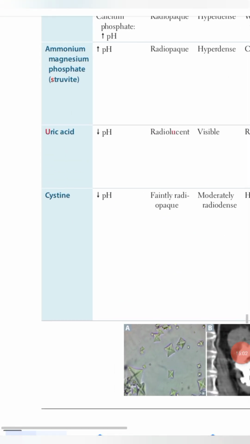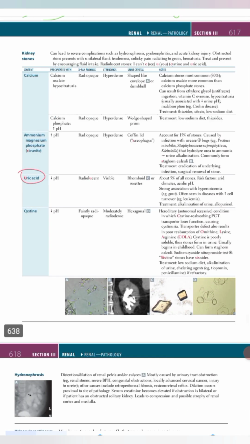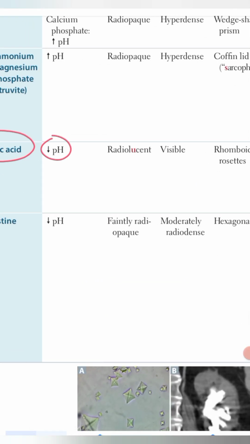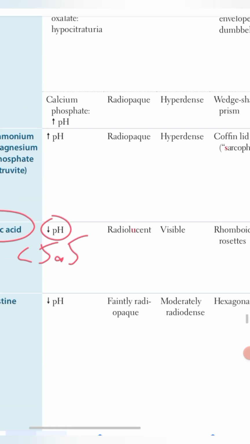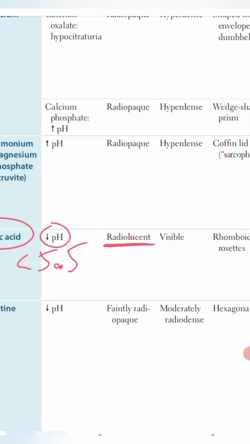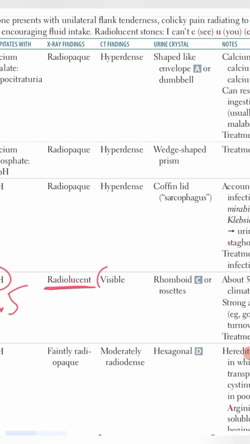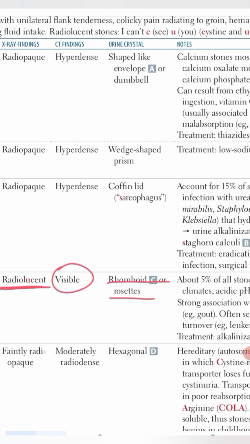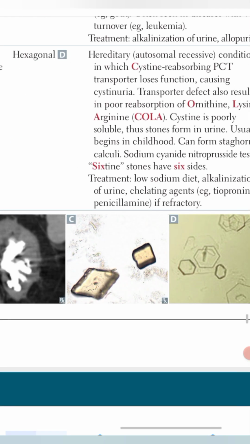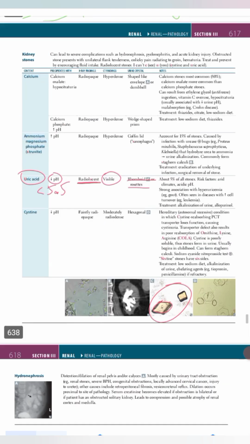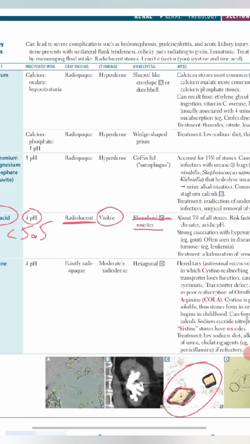Next one are the uric acid stones. They are formed when the pH of the urine is less than 5.5, means they are formed in acidic pH. They are radiolucent, means we cannot see them on the X-ray, but they are visible on the CT scan. And the crystals will be rhomboid or rosette shape like the shown here. On urine analysis, we will see these crystals.